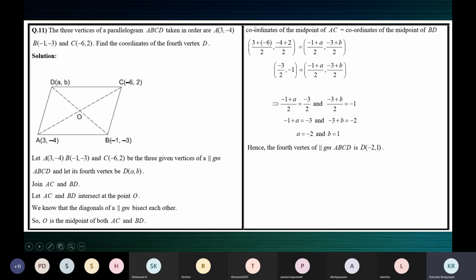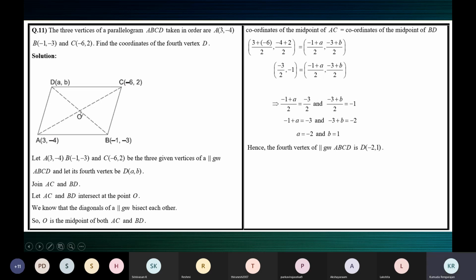What are the coordinates of the midpoint of AC? The midpoint of AC is O. How will you find the coordinates? x1 plus x2 by 2, y1 plus y2 by 2. That means 3 minus 6 by 2 and minus 4 plus 2 by 2. Add the x coordinates, divide by 2, add the y coordinates, divide by 2.